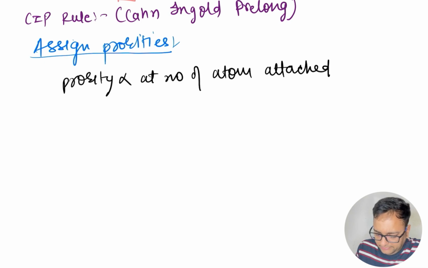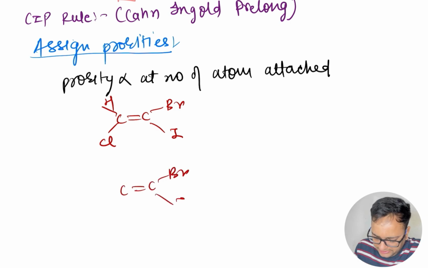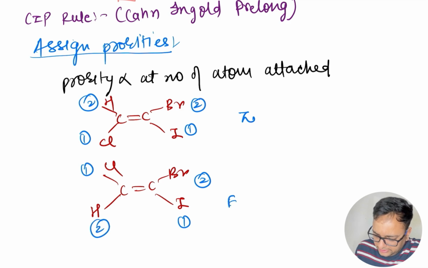Why do we call it the atomic number? It is the atomic number of the atom attached. Like if I take the example C double bond C, Br, I, H, and Cl. And here we have C double bond C, Br, I, Cl, and H. So the atomic number of iodine gives priority 1 and bromine 2. Chlorine is 1 and H is 2. So that is Z. And iodine is 1, bromine is 2. Iodine, chlorine is 1, hydrogen is 2.